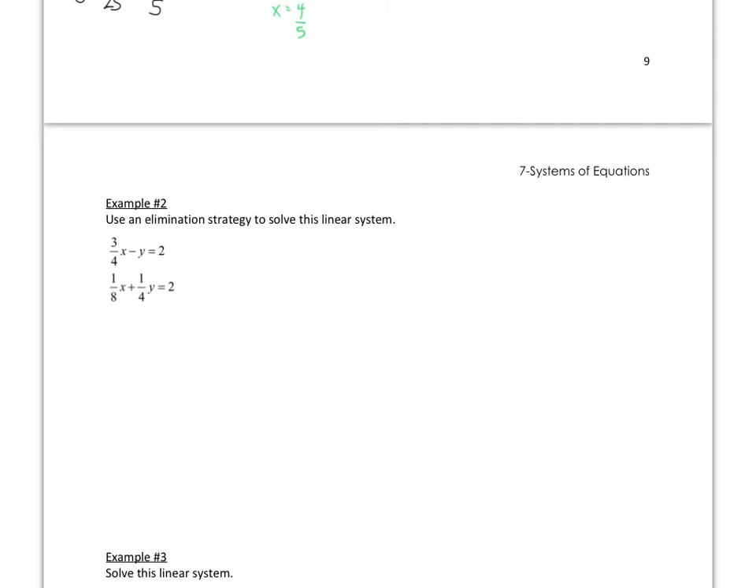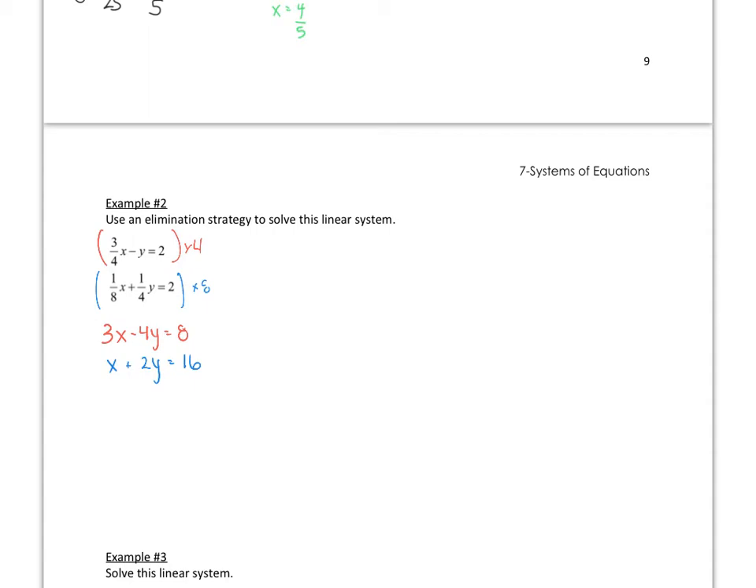So I'm going to start by multiplying this first equation here by 4. So that cancels out my 3 over 4. I'm left with 3x minus 4y equals 8. And I'm going to multiply my second equation by 8. So I'm left with x plus 2y equals 16.